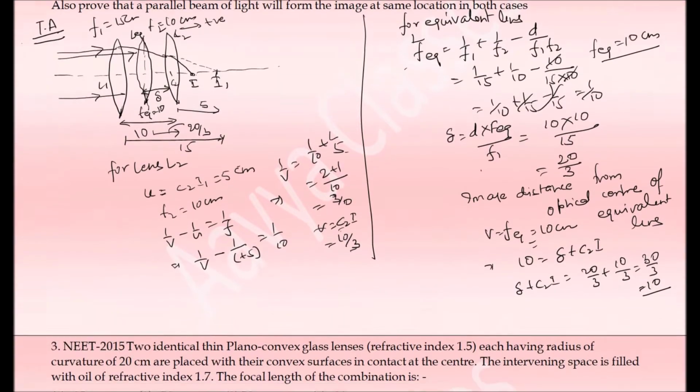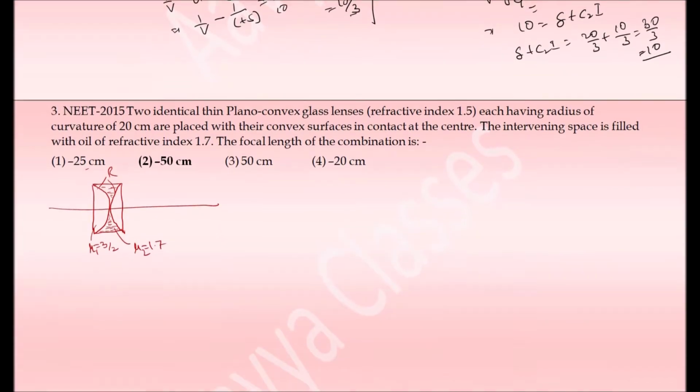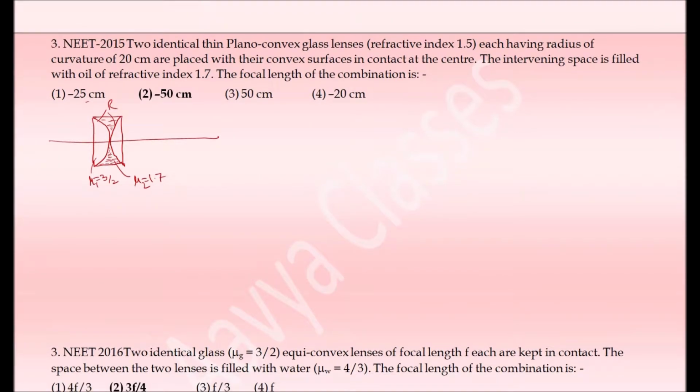Now we'll move to the next problem, which I have picked from NEET 2015. Two identical thin plano-convex glass lenses having refractive index 1.5, each having radius of curvature 20 cm, are placed with their convex surfaces in contact at the center. The intervening space is filled with oil of refractive index 1.7. The focal length of this combination is.